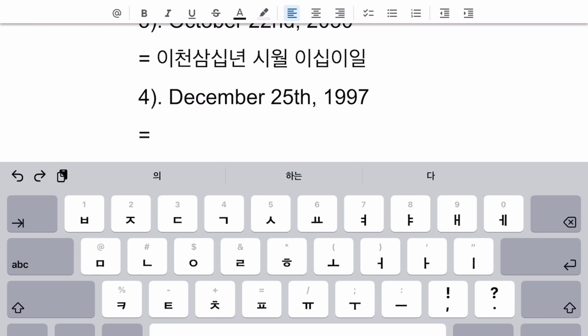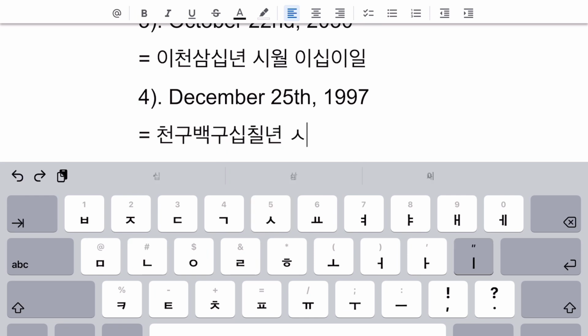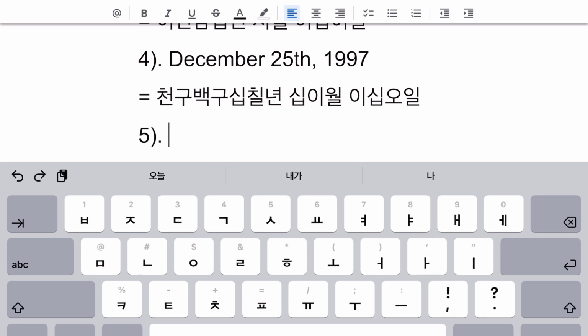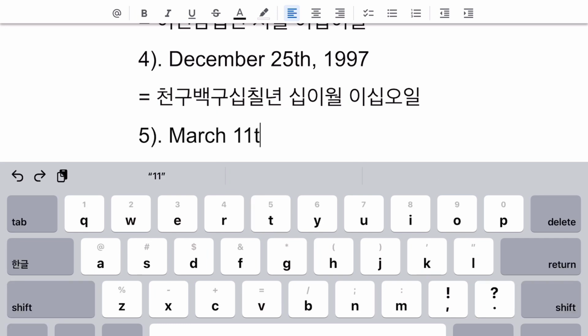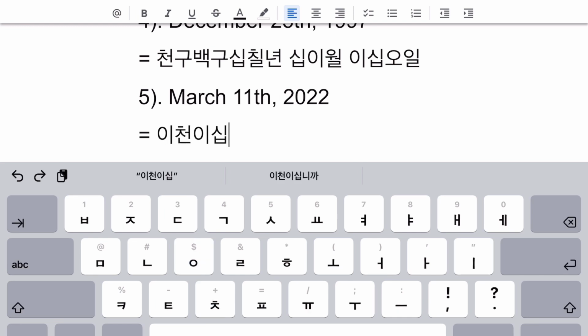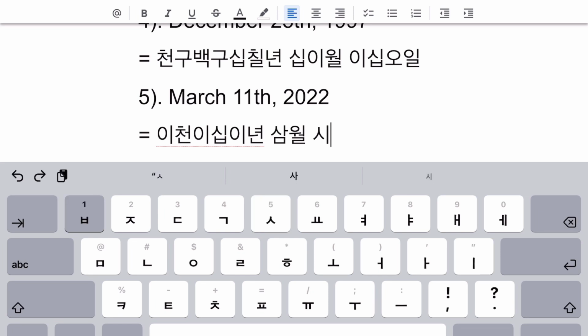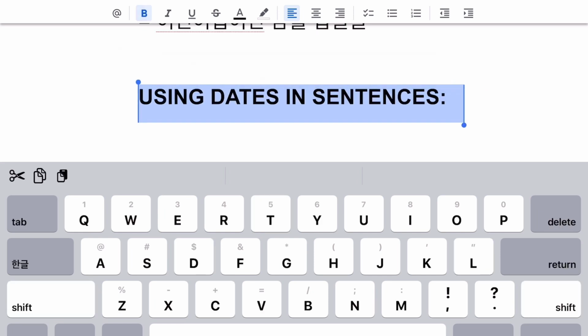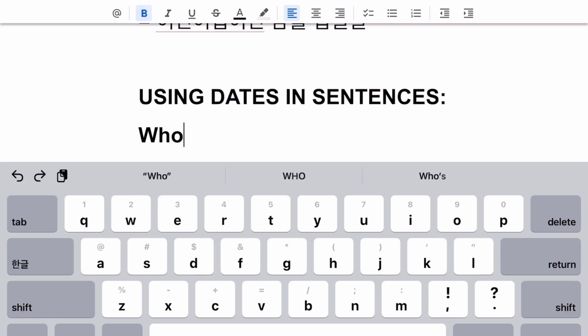Next one we're gonna do December 25th, 1997. Okay, 1997년 12월 25일. Perfect. And we'll do one more. So let's say March 11th, 2022. Okay, 2022년 3월 11일. Perfect.